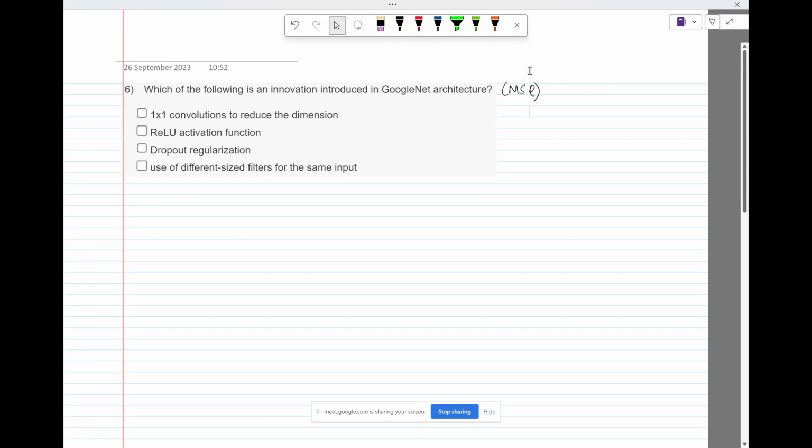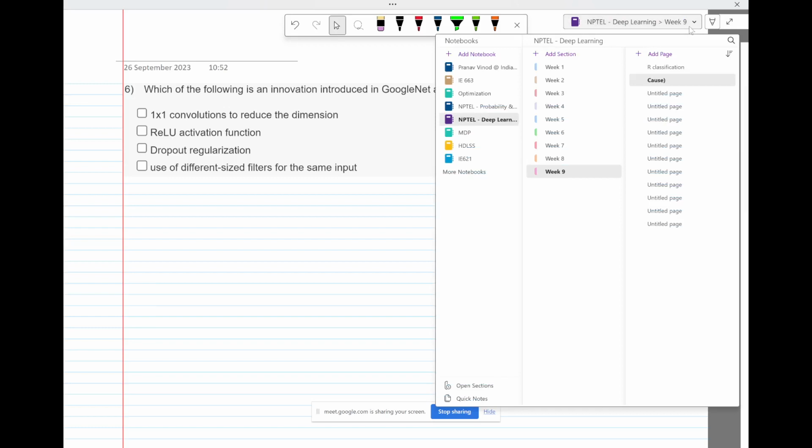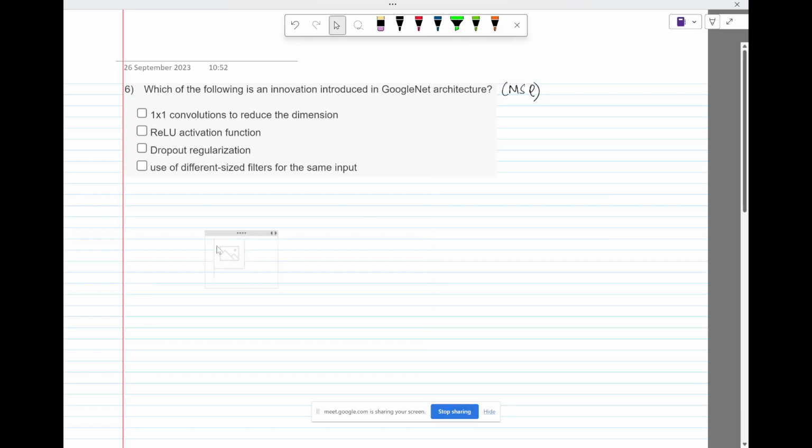So this is sort of a historical fact about what this GoogleNet architecture introduced, which resulted in it performing better than all the other models in the image classification task. Let me just paste that figure here again.